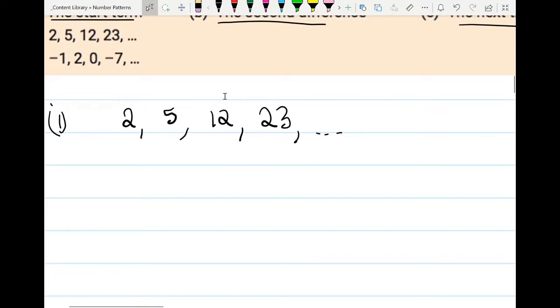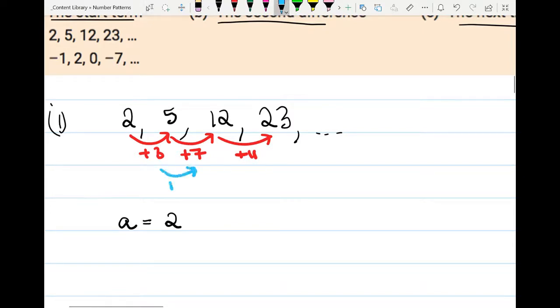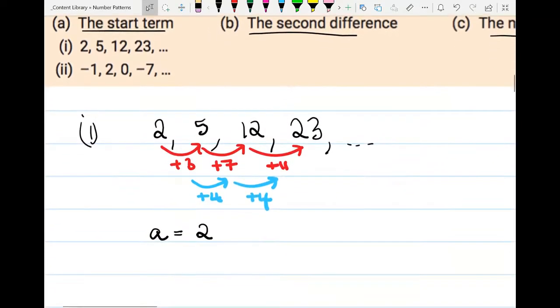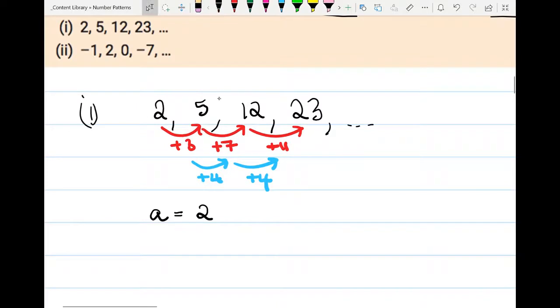It's obvious, I think, the start term is 2. Often we call the start term A. Let's do an examination of our pattern here. The first differences are 3, 7, and 11. And now the second differences are 4. Now they told us it was a quadratic sequence, so we were expecting the second differences to be constant. So the second difference, often called D, is 4.